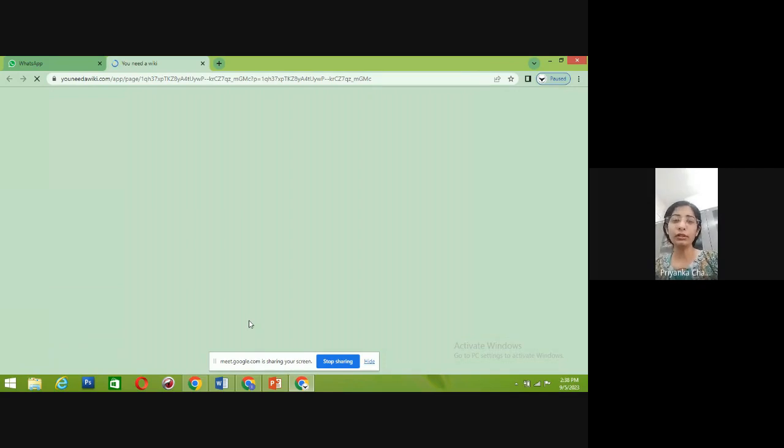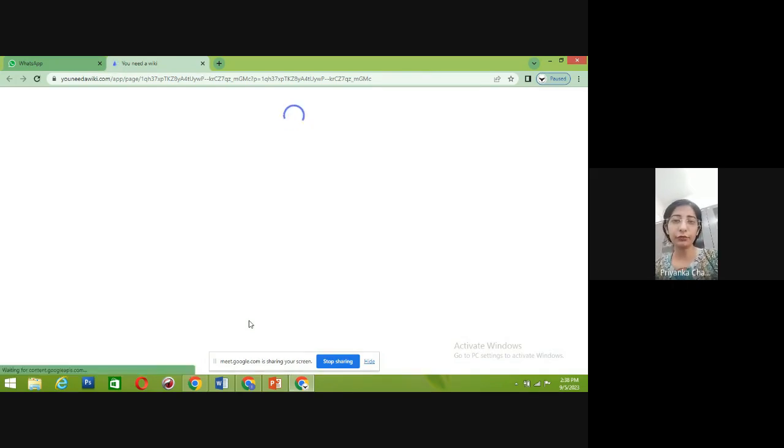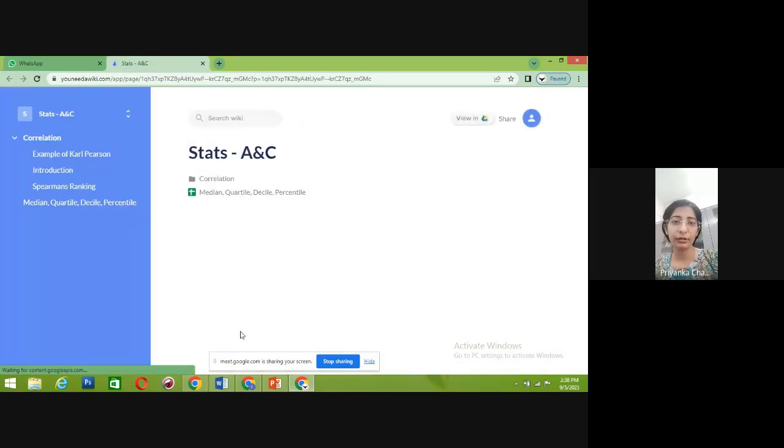Once you click on this UniDWiki, then this type of interface you can see. So I have given you this as a demo. Here you can find this Google Sheet and Google Doc. All these things are available over here. In this way, you can prepare your own notes for all the subjects. This is only one subject, that is stats.